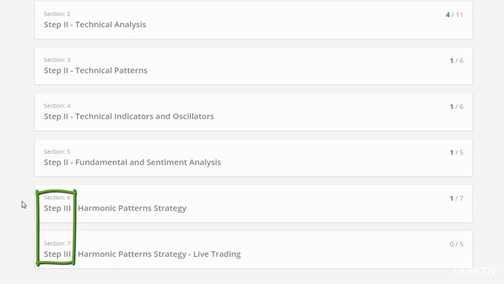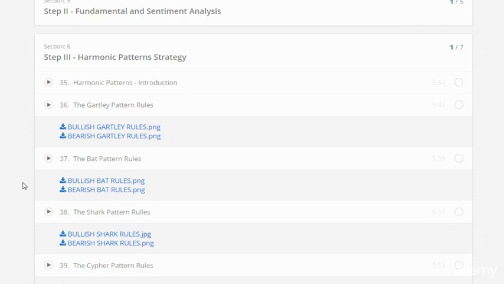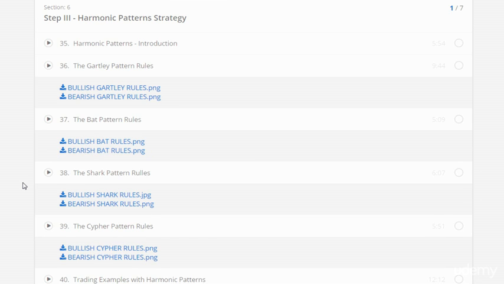Step 3 is dedicated to the trading strategy that we use. Section 6 has 7 lessons. The first lesson speaks generally about the harmonic patterns. Then the following are lessons in which we describe in detail the rules of our strategy.